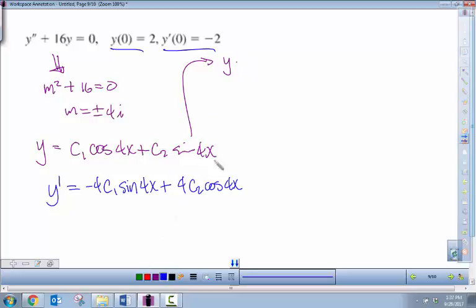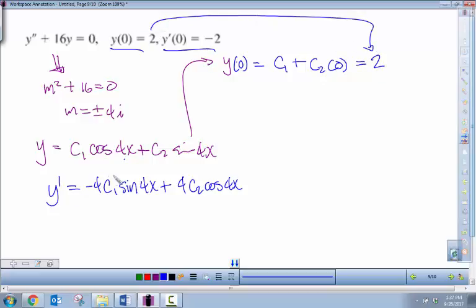So we have y of 0, the original function, which is equal to 2. Well, let's put 0 in. Cosine of 0 is 1. Sine of 0 is 0. And that's equal to 2. So 0 plus c1 is equal to 2. So c1 must equal 2.